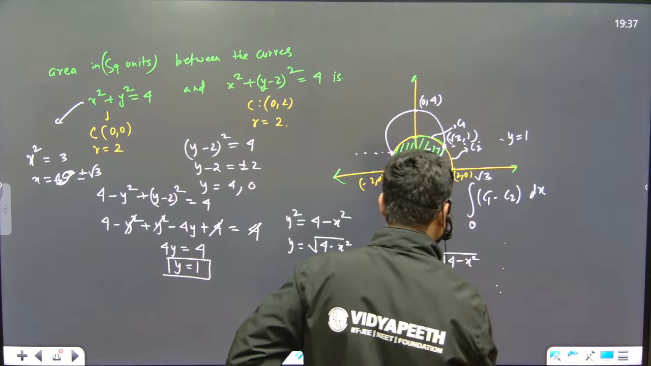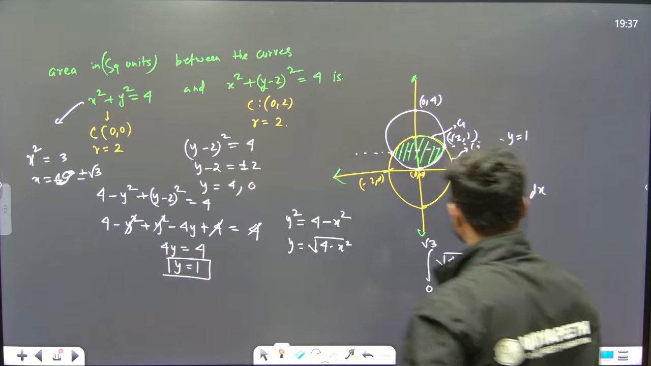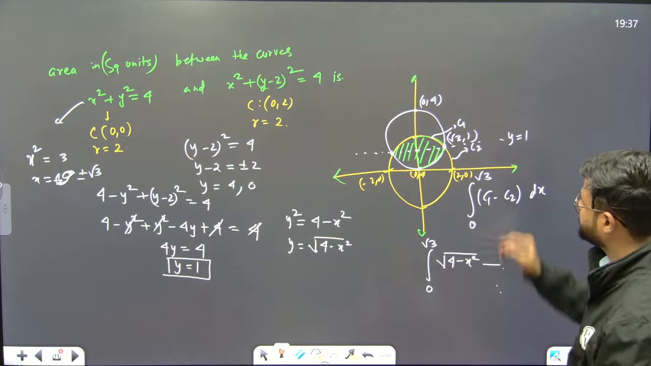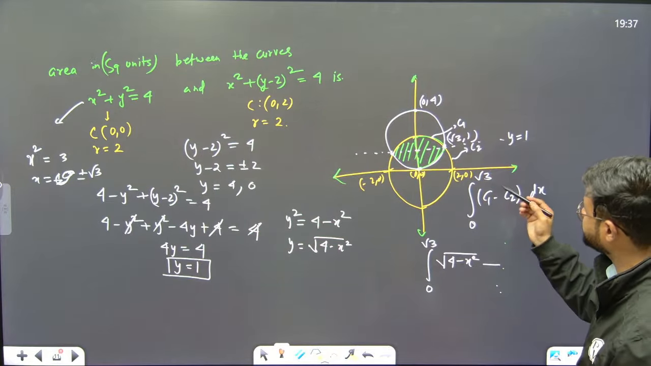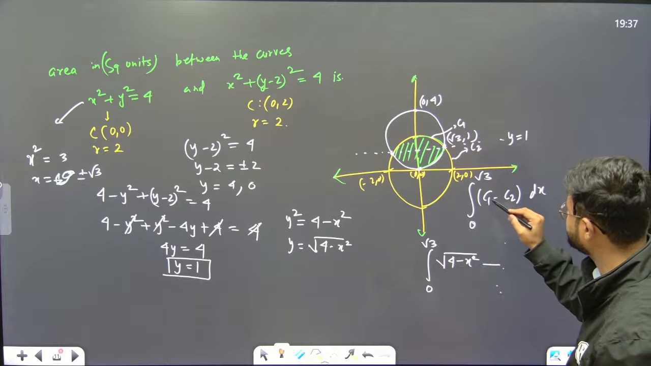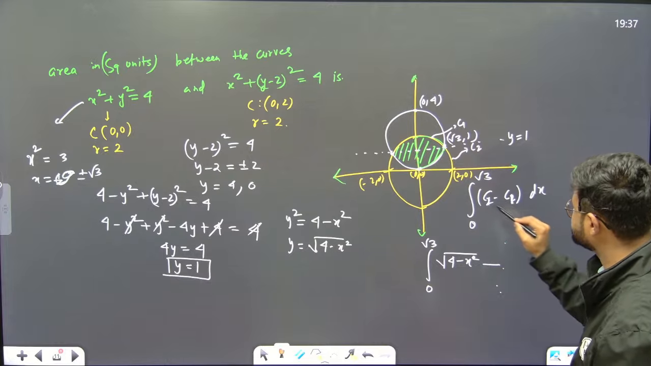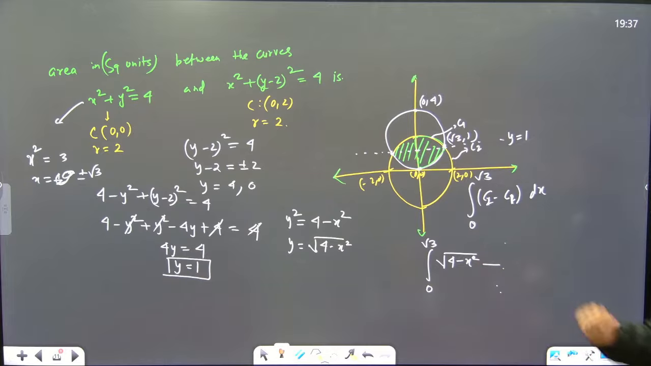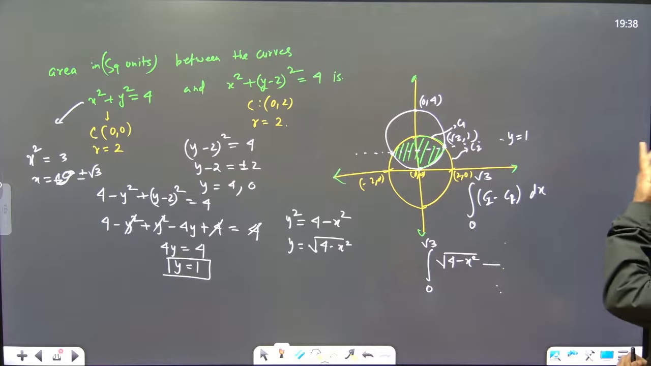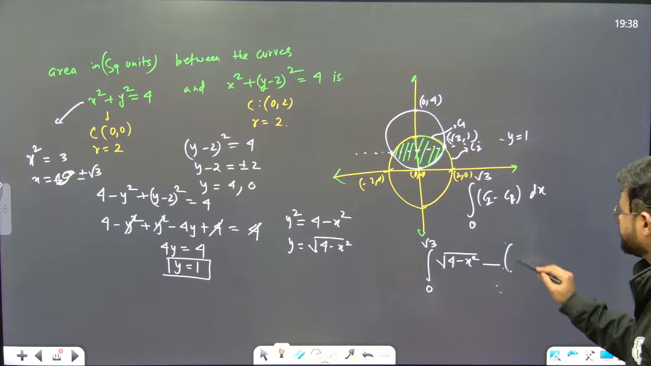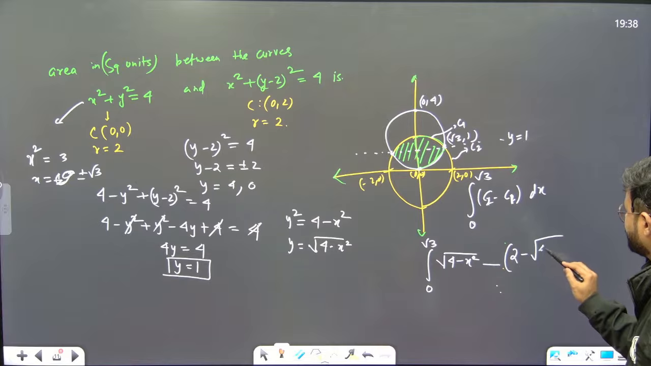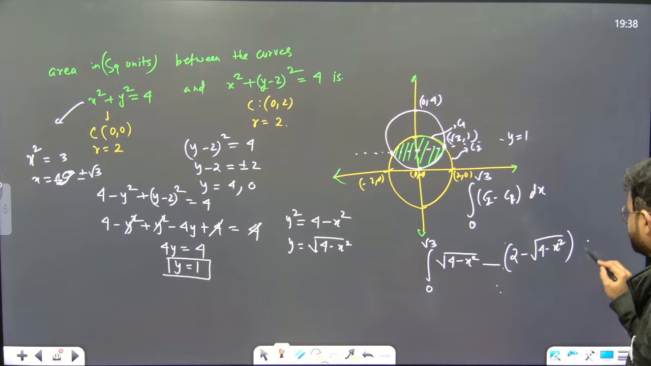And for the second curve, again, this is my curve 2, right? Actually, this should be curve 2 minus curve 1. I have written it wrong. This is curve 2 minus curve 1. So this is going to be my curve 2, which is root over 4 minus x square, and curve 1 is going to be 2 minus root over 4 minus x square. If you do the calculation, you will understand.